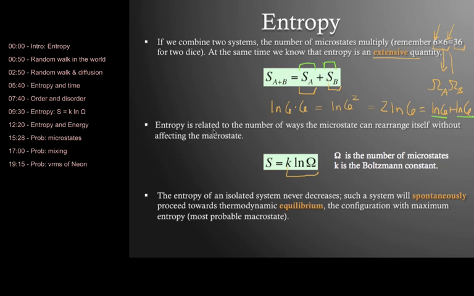Entropy is related to the number of ways that the system can rearrange itself without affecting the macrostate. So it basically means that all of these are the number of our microstates. We're not going to worry too much about this k right here for now, but this is Boltzmann's constant.